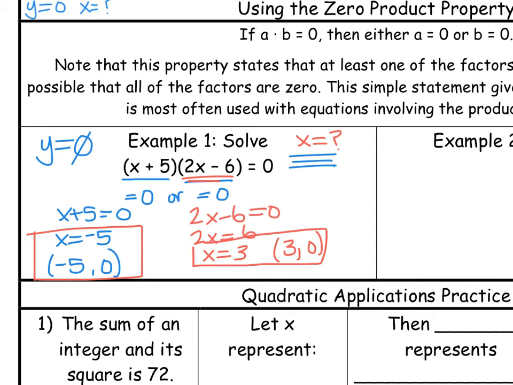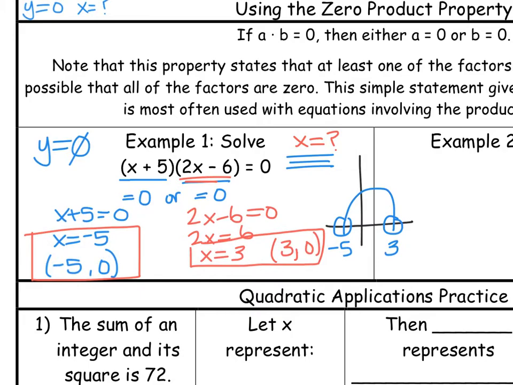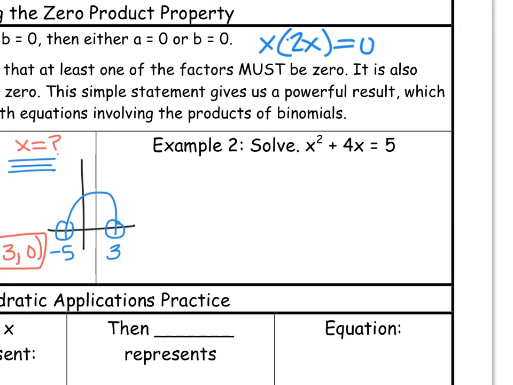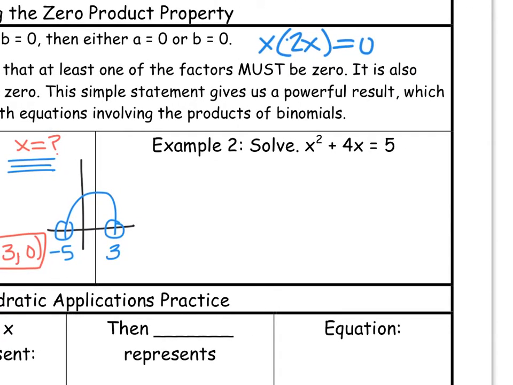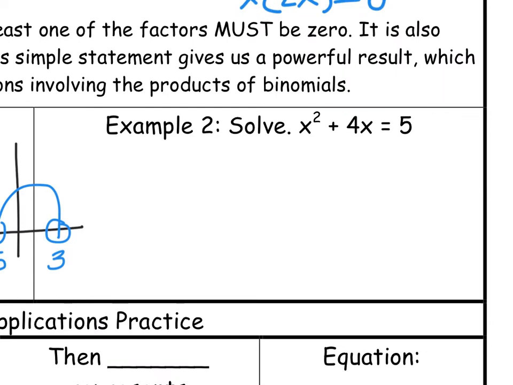So real quick, let me give you a visual. Here is my x-axis. This is my parabola. This, not drawn to scale, would be the point negative 5, and this would be the point positive 3. It's where this graph crosses the x-axis. So in example 2, we're going to do the same thing, but we just have to set it up a little differently. Not too much.